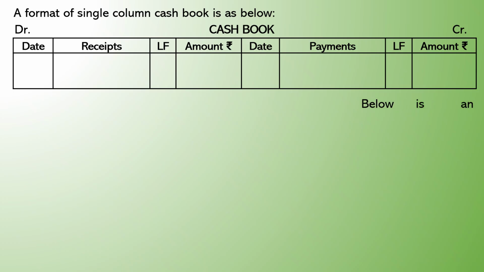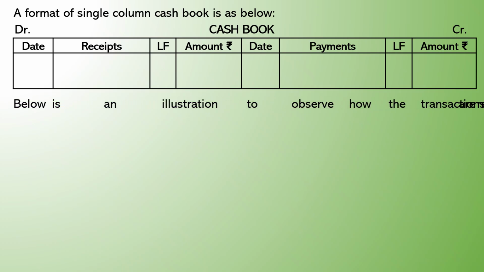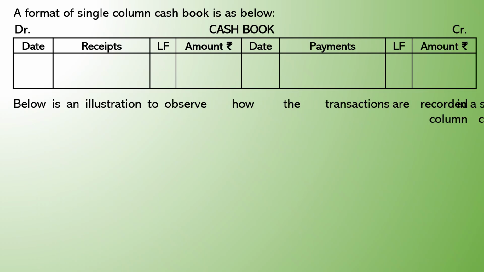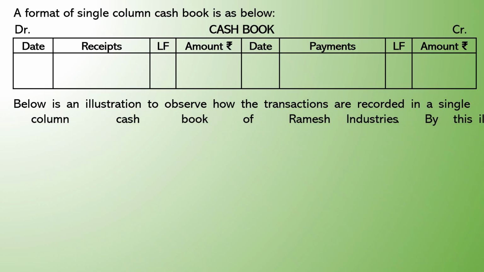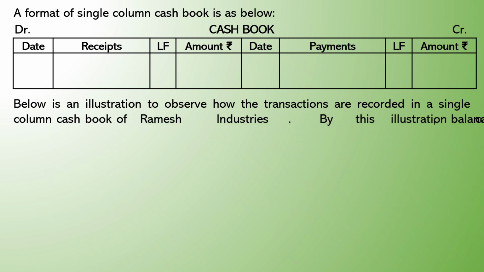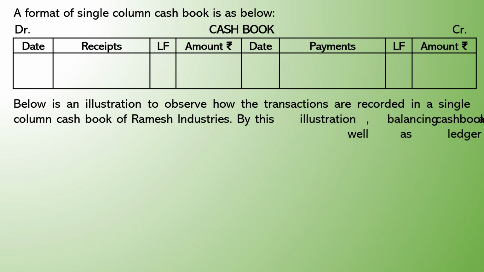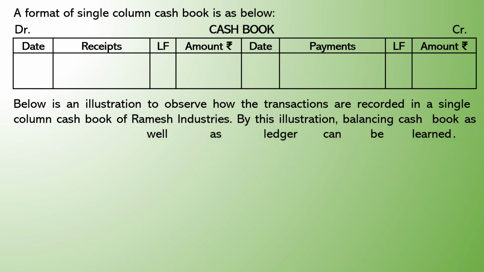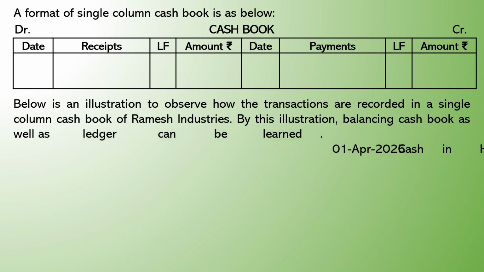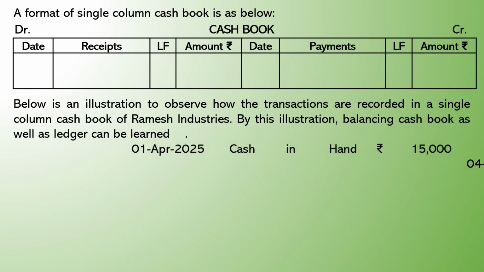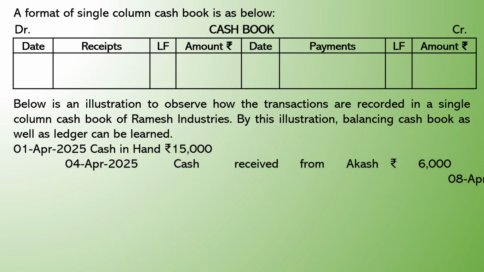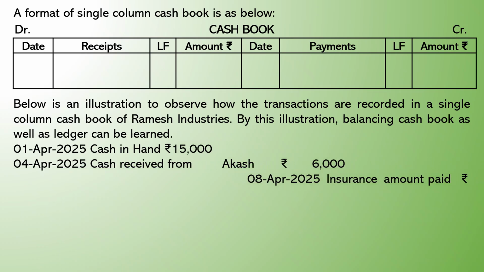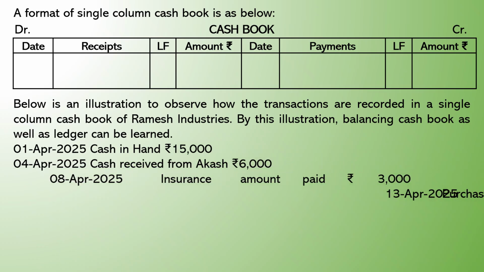Below is an illustration to observe how the transactions are recorded in a single column cash book of Ramesh Industries. By this illustration, balancing cash book as well as ledger can be learned. 1st April 2025 cash in hand 15,000 rupees. 4th April 2025 cash received from Akash 6,000 rupees. 8th April 2025 insurance amount paid 3,000 rupees.